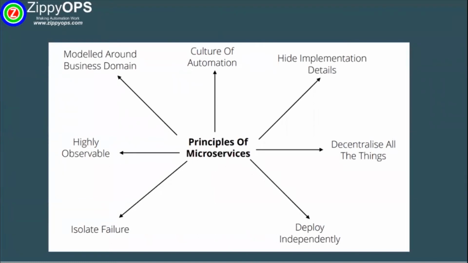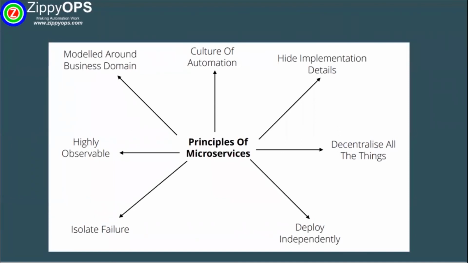Okay. And then it should decentralize everything. Okay. Like for example, coming back to the e-commerce example, when I place an order, the order management should not take care of everything. Okay. There should be a separate service which will be taking care of the payment. There should be a separate service which will be taking care of the shipping information. There should be a separate service which will be taking care of the inventory details. Okay. So you should decentralize all the things.